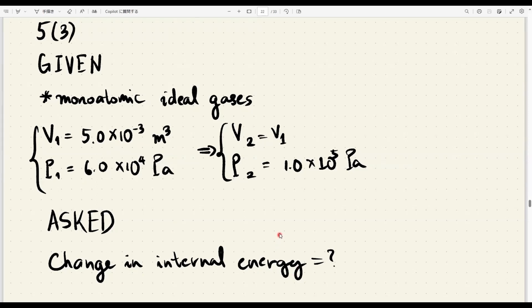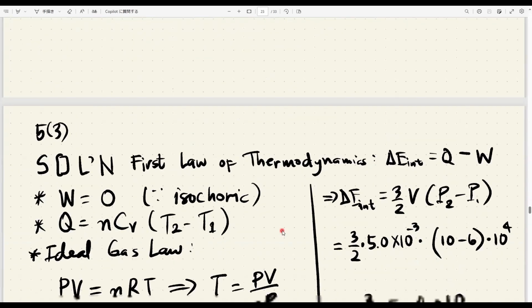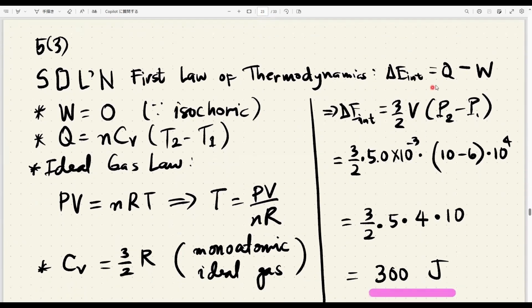The change in internal energy of a substance can be computed using the first law of thermodynamics, which states explicitly that the change in internal energy equals the amount of heat added to the system minus the work done by the system. And so what we're interested in here is this expression, this value, the change in internal energy.